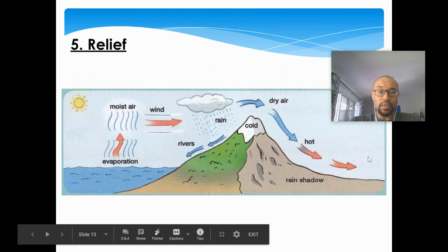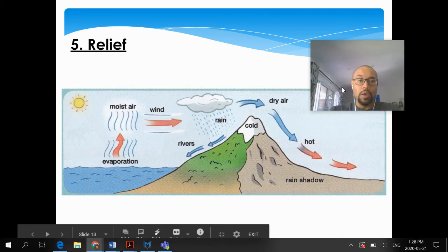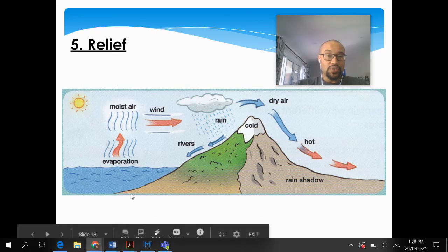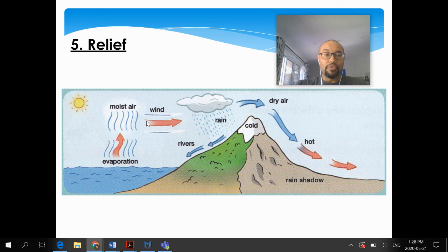And you can see it in this diagram here. So imagine this being the west coast of Canada. So here's the ocean right there. That's the Pacific. So you're going to get evaporation off of the water, and the wind, remember we said it's westerly, so it's coming from the west to the east. It's going to hit this mountain and have to climb.